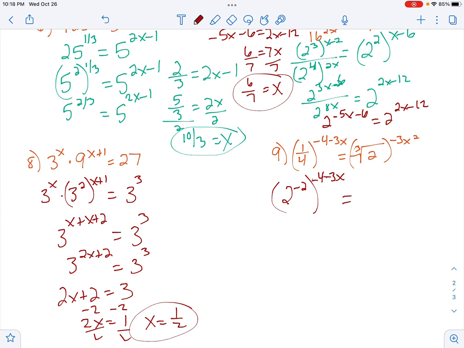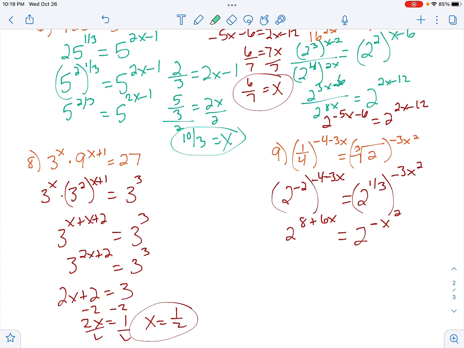Then on the other side, I have a radical. Well, that's not good, so I'm going to convert it to 2 to the 1/3, and then bring that power down. Power to a power, we multiply, so we have 2 to the 8 plus 6x, watch your signs, equals 2, 1/3 times 3 is 1, so negative x squared.